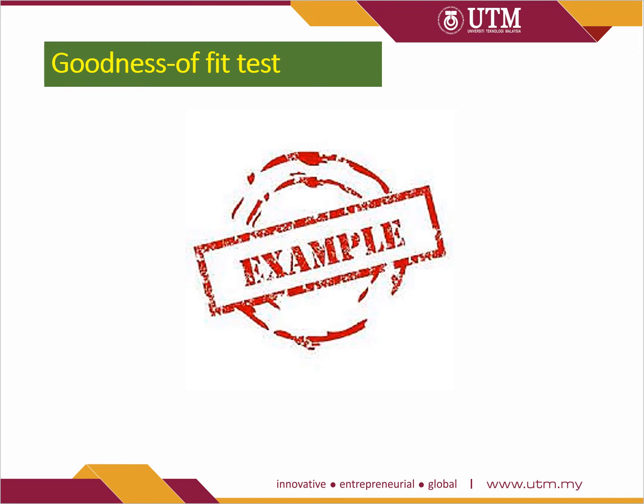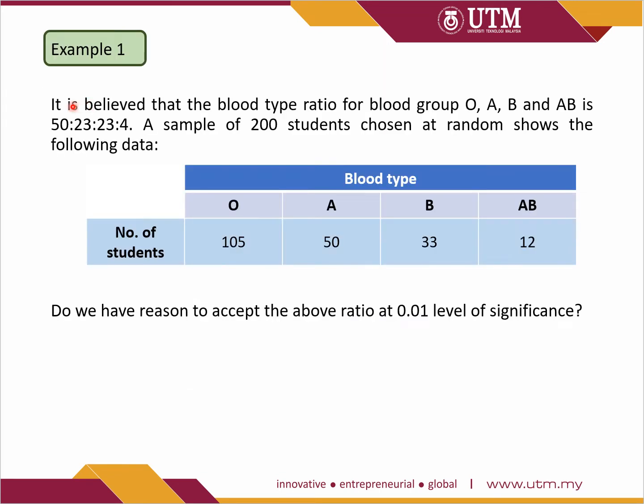Let's go through the example in the goodness of fit test. Example 1: it is believed that the blood type ratio for blood group O, A, B and AB is 50, 23, 23, 4. So here we have a sample of 200 students chosen at random, which shows the following data.